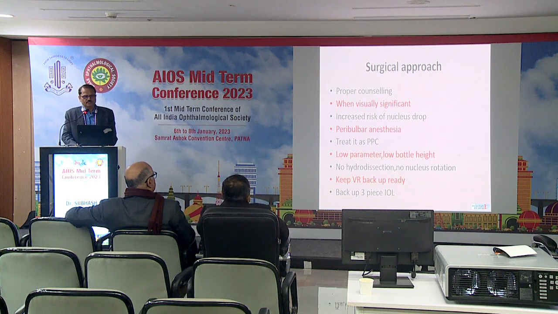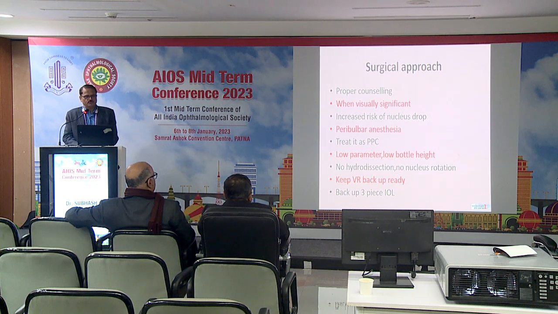So how to approach these patients already having a pre-existing PC defect? You have to properly counsel the patient, explaining everything about the risks and challenges during the surgery, and the chances that you may not implant the lens which the patient is opting for. There is an increased risk of nucleus drop, and all these patients should preferably be done under peribulbar anesthesia and treated as a posterior polar cataract.